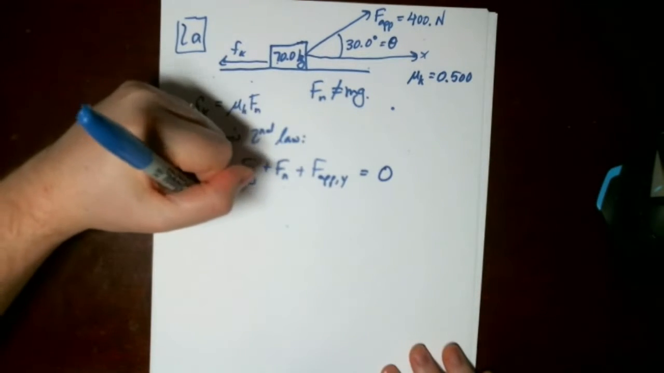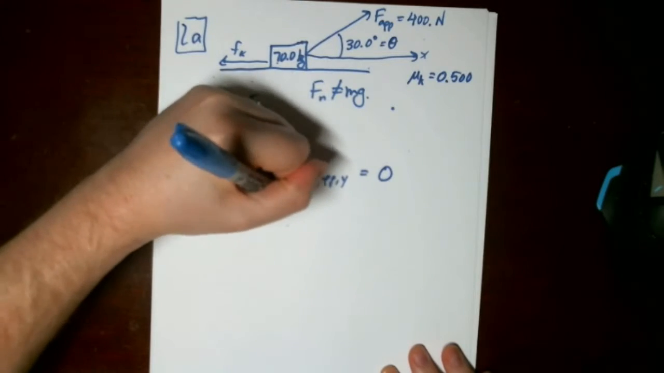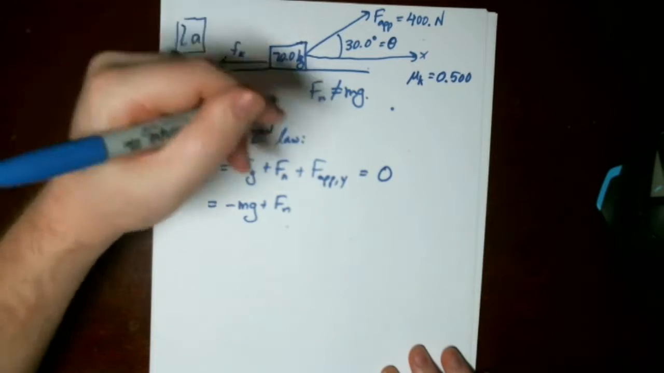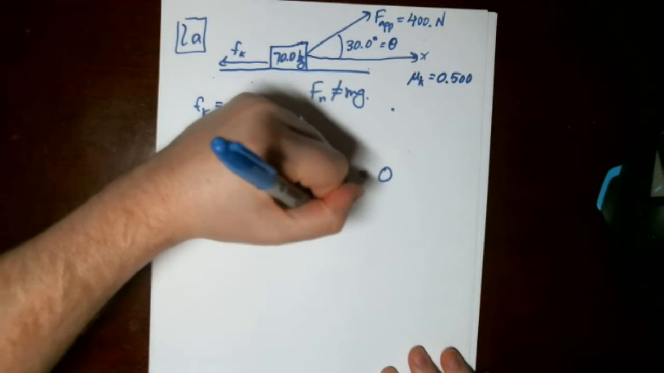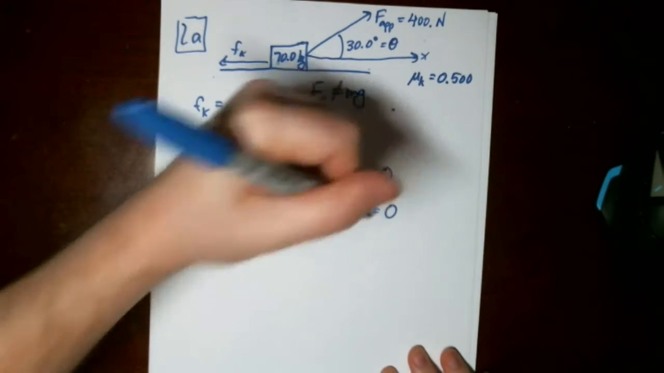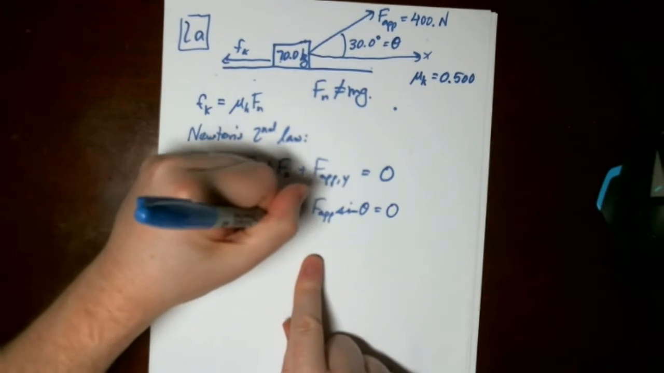So let's write down expressions for these. We have negative mg for the force of gravity. We have whatever our normal force is. And we have our applied force, the y component of it, and that is going to be F applied times the sine of theta. And that's all equal to 0. So now what we need to do is solve this for the normal force.